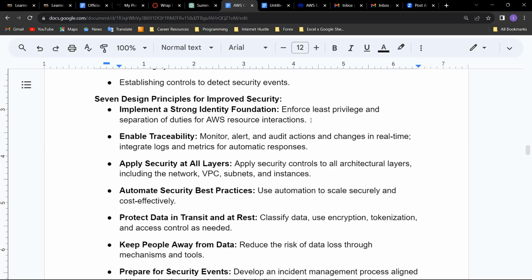So you monitor, alert, and then audit actions and changes in real time. As it's happening, you are logging it, and you are logging all the activities. Immediately there is a breach, you are able to mitigate it or solve it.